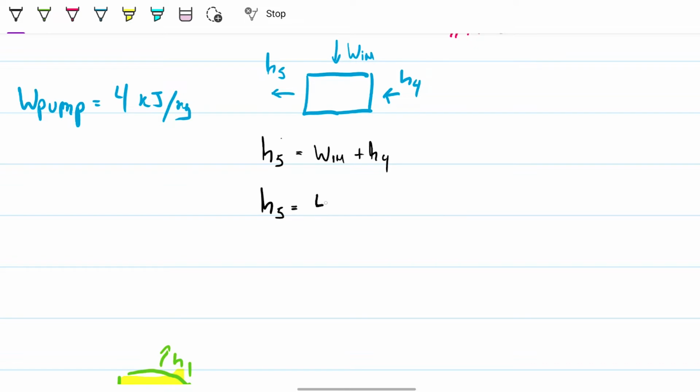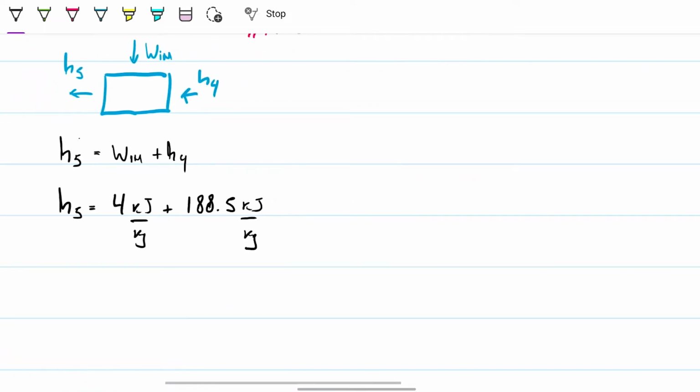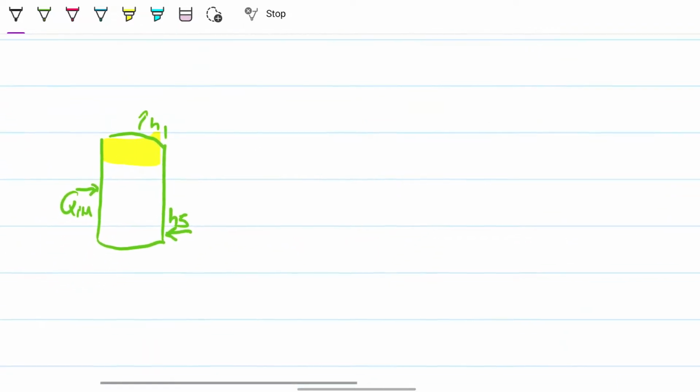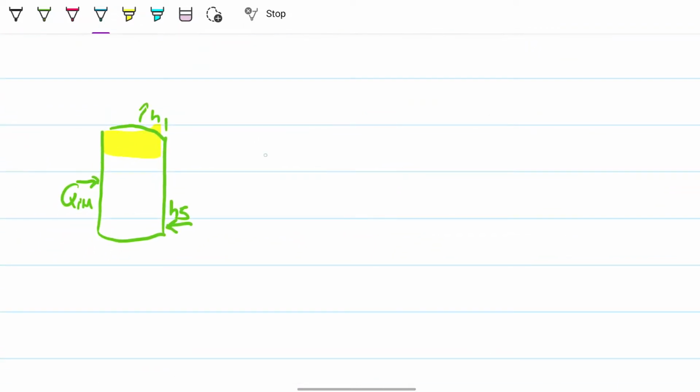So I don't need to change anything in that equation. All I need to do is relate the 4 kilojoules per kilogram with the 188.5 kilojoules per kilogram. Okay, all good there. So this means that this is going to be 192.5, also in kilojoules per kilogram, and that is the enthalpy of state 5, which is one of the things I need to do this energy balance here.